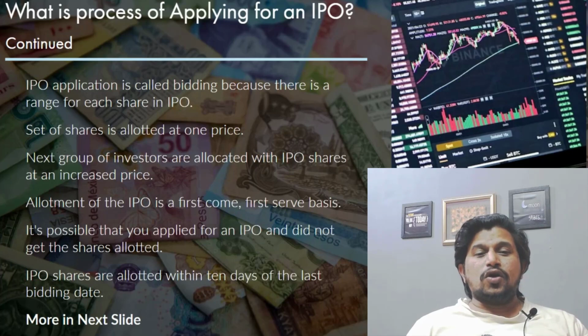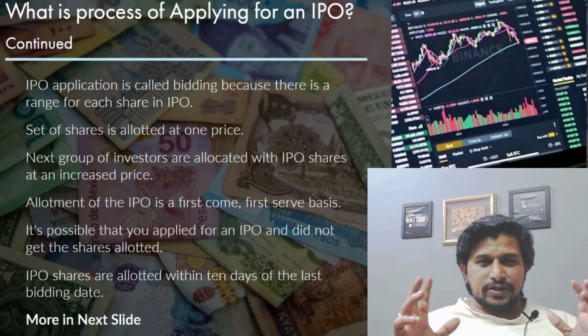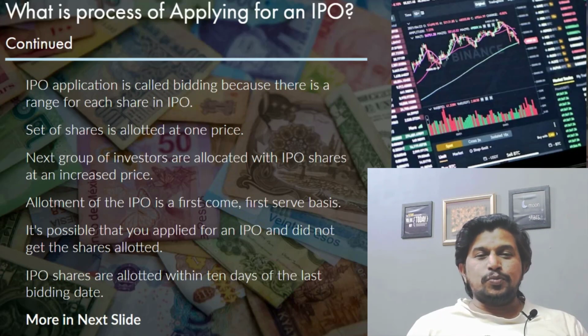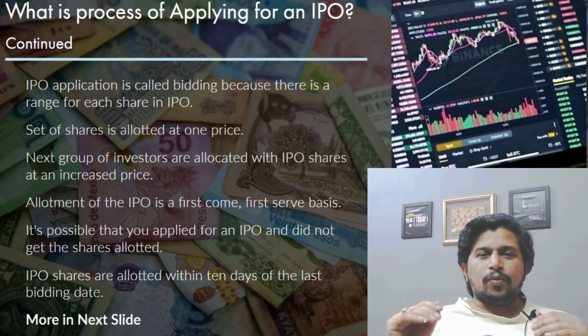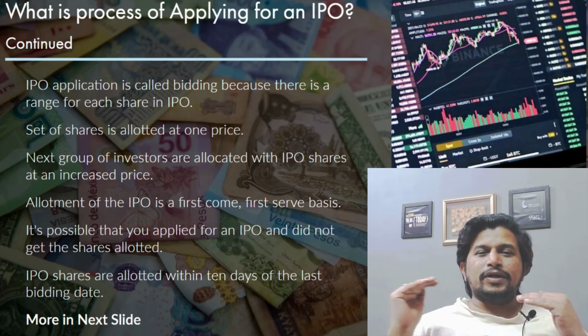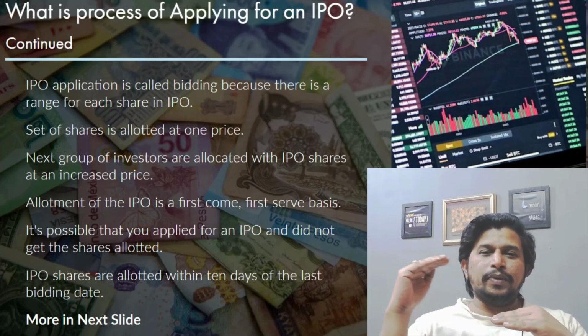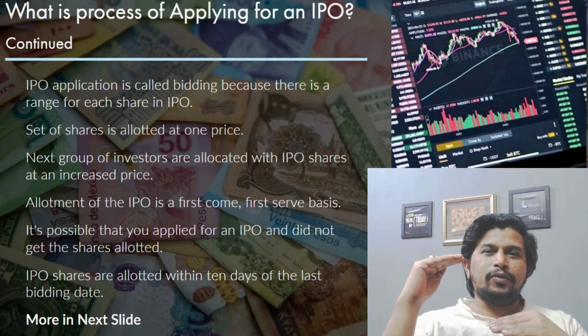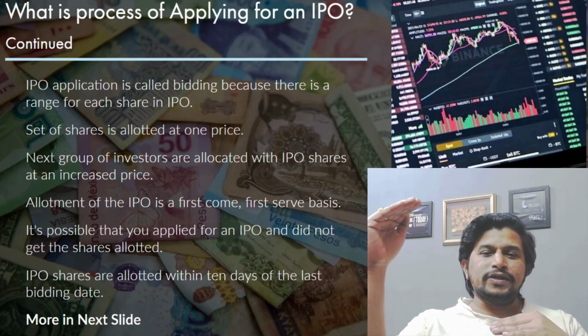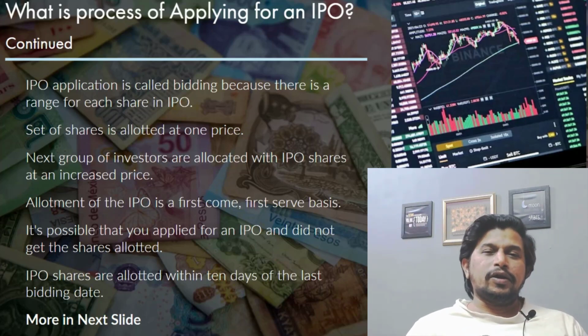The IPO application is called the bidding process, guys. This is where the juice of the information is. You will have to bid for the particular IPO which you want to buy. As I already mentioned, there will be slots for each and every bid. For example, if it is listed within the band of 480 rupees to 560 rupees, there are 480 to 500, 500 to 520, 520 to 540, 540 to 560. There will be different bands available where you have to bid, and this is first come first served.